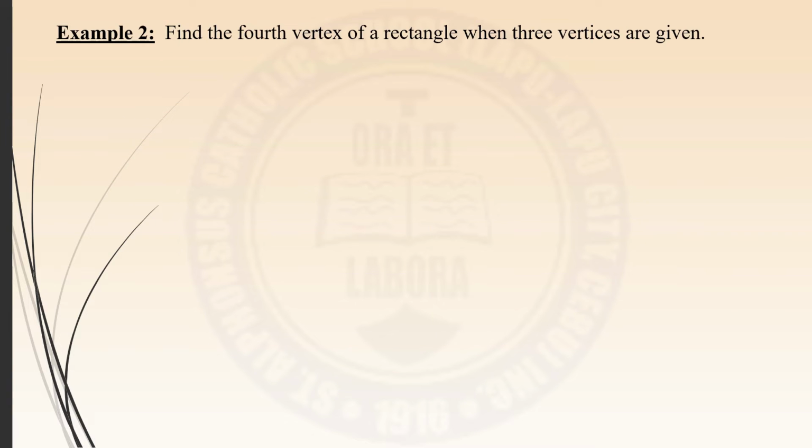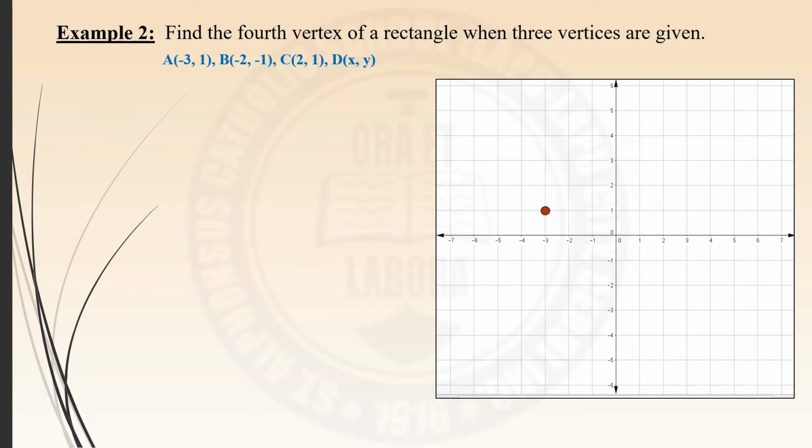For example number 2, find the fourth vertex of a rectangle when 3 vertices are given. So we are going to plot the points A, B, and C with the corresponding coordinates. For point A, we have negative 3 and 1. For point B, we have negative 2 and negative 1. For point C, we have 2 and 1. And then we connect the points accordingly. This time, we cannot plot point D because its coordinates are unknown. How are we going to get the coordinates of point D, which is considered as the fourth vertex of this figure, to form a rectangle?